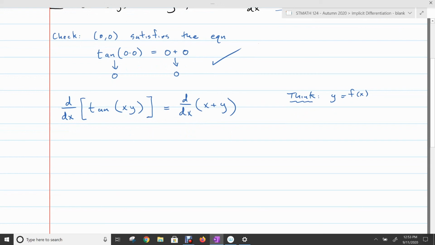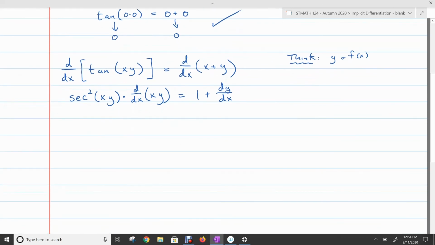So to use the chain rule on the left-hand side, I differentiate the outside function. Derivative of tangent is secant squared. And then you leave whatever's on the inside alone. And then you multiply times the derivative of the inside stuff. But I'm going to be a little bit more explicit and say d dx of xy. So I'm taking the derivative of the inside stuff. So that's the chain rule. Now what do we have on the right-hand side? Well, the derivative of the first term, x, is just 1. And the derivative of y is the derivative of y, so I would just write derivative of y with respect to x.